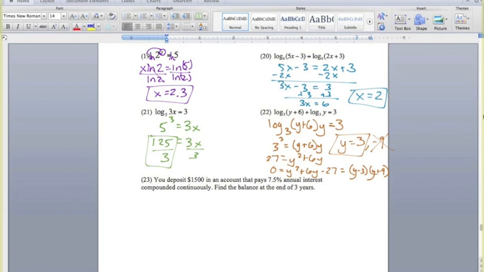Last problem, you need to know a formula for this. You need to know that the amount of money we have is equal to principal times E to the power of rate times time, our PERT formula. Did you say you have this memorized? You do need to have that memorized.